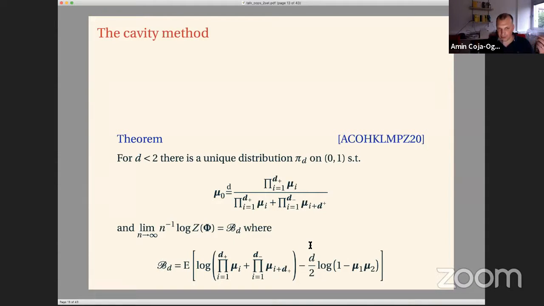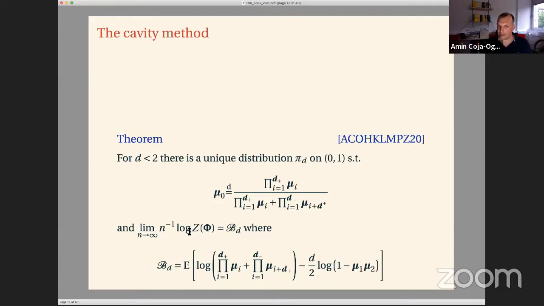Now, we are almost done with the proof of this theorem. There's one ingredient missing. Up to this point, I only computed the expectation of log Z of phi. What I still have to show you is that this convergence also holds in probability, that in fact log Z phi concentrates about its expectation. And that I'm going to do tomorrow using the interpolation method. It's not going to take long, probably less than 10 minutes to finish this.